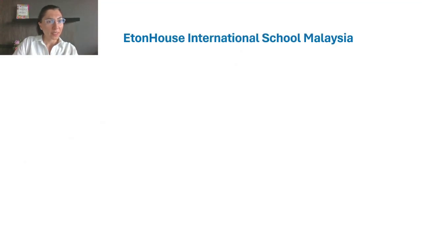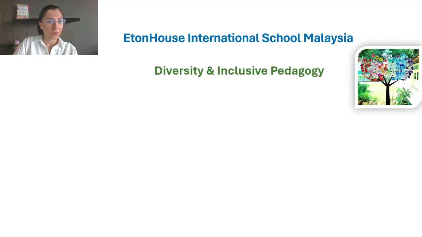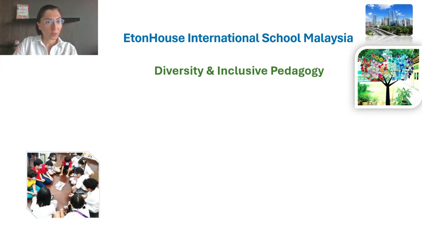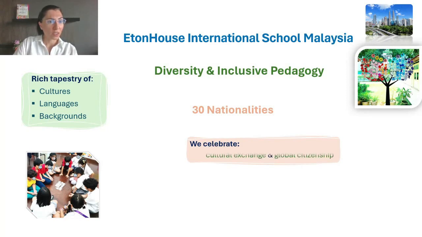Allow me to offer a glimpse into the context of Eton House International School Malaysia, where diversity thrives and inclusive pedagogy flourishes. Nestled in the vibrant heart of Malaysia, Eton House International School embodies a rich tapestry of cultures, languages, and backgrounds. Our student body represents a mosaic from over 30 nationalities, creating a richly diverse learning environment that celebrates cultural exchange and global citizenship.